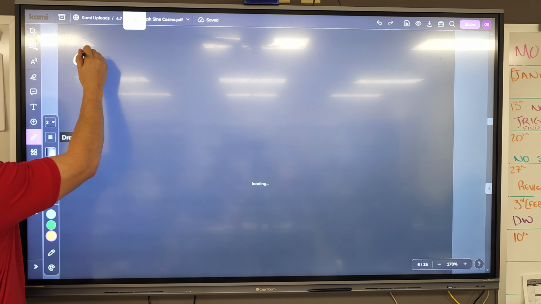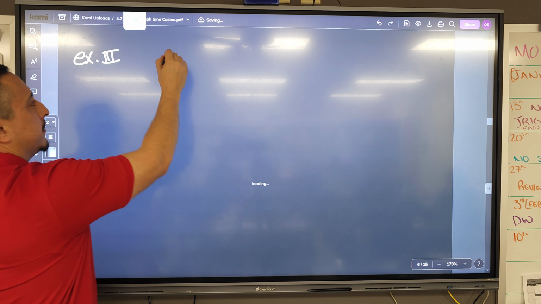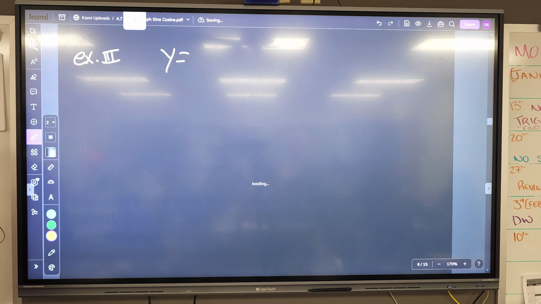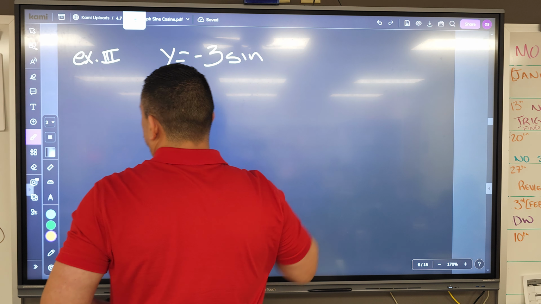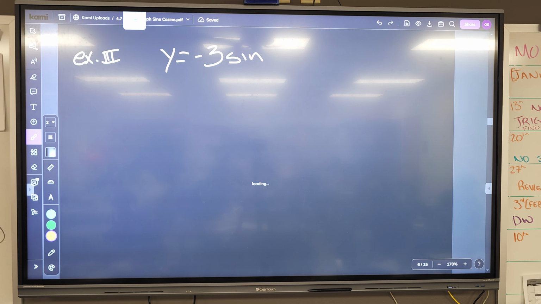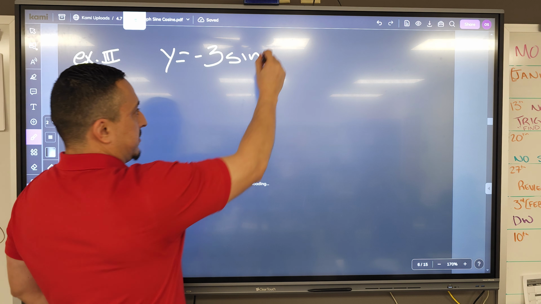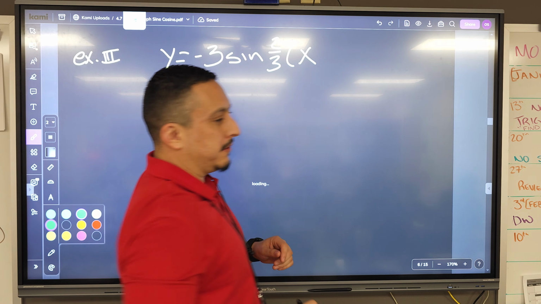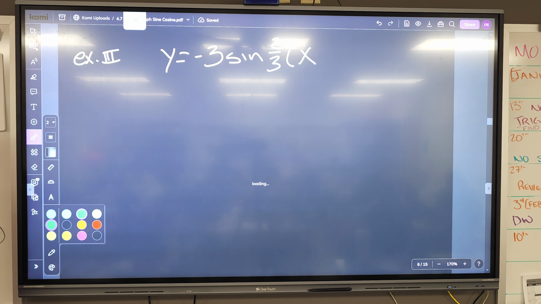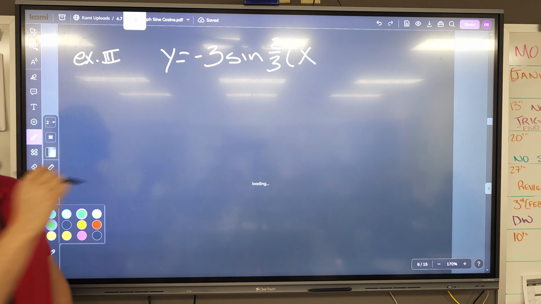Okay, example 3. Let's make one up together. Somebody say a value. 3. Let's make it negative sine. Give me a fraction B value. Anybody? 2/3. I'm going to make it more interesting. And then give me a radian measure. 5 pi over 6. Okay, 5 pi over 6.